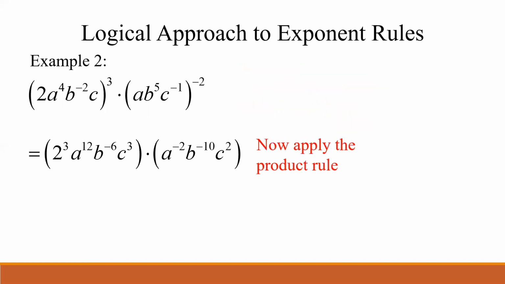Okay, so now I'm going to apply the product rule. So combine your like bases by adding the exponents. So we have 8, a to the 10th, 12 minus 2, b to the negative 16, negative 6 plus negative 10, and then 3 plus 2 is 5. And if you're wondering, just to make sure you see where the 8 comes from, this is 2 to the third power. So that's just a number, that's where that 8 comes from, just to make sure you see that.